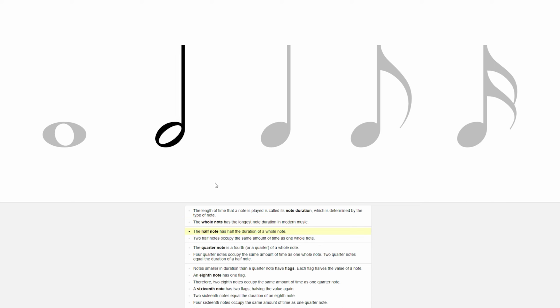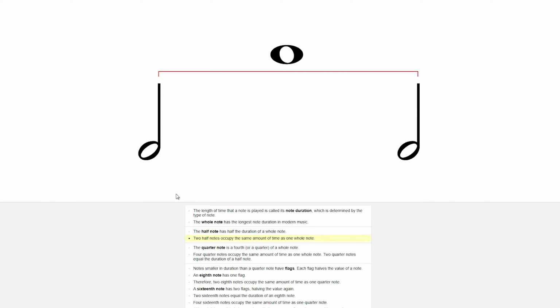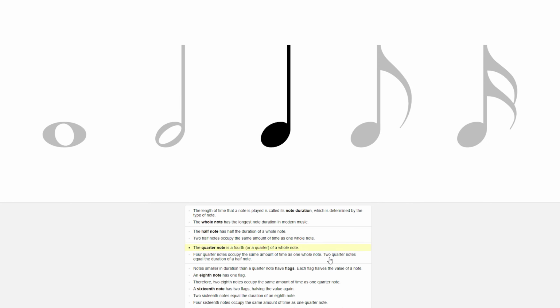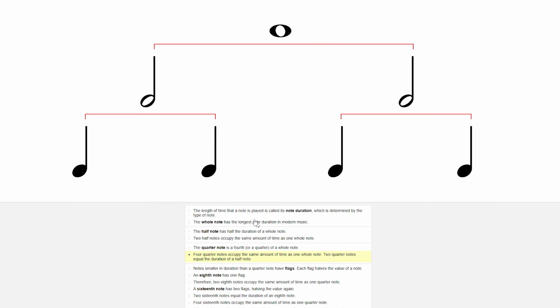The half note has half of the duration of a whole note, hence the name half note. Two halves equal one whole. So two half notes occupy the same amount of time as one whole note. Now the quarter note is a fourth or a quarter of a whole note. So four quarter notes occupy the same amount of time as one whole note.